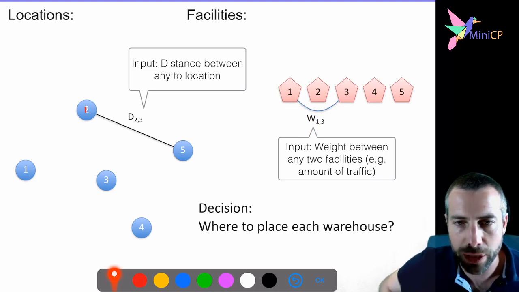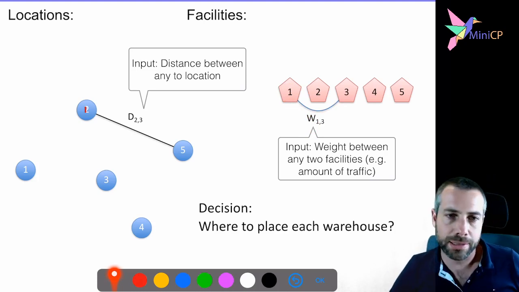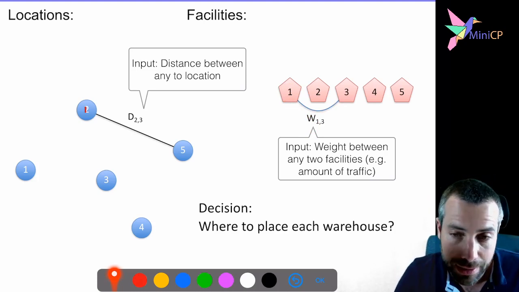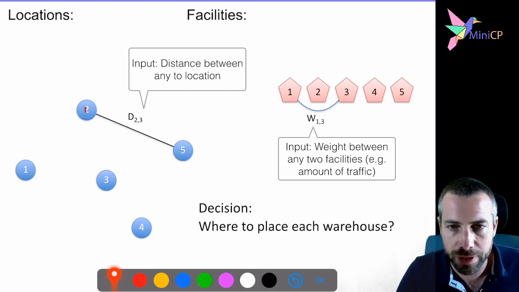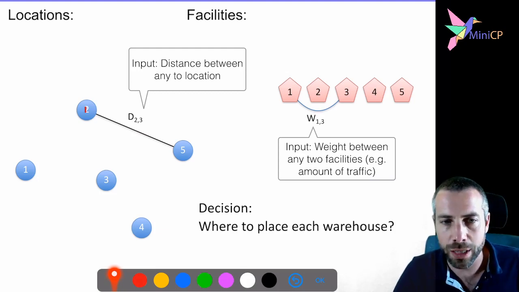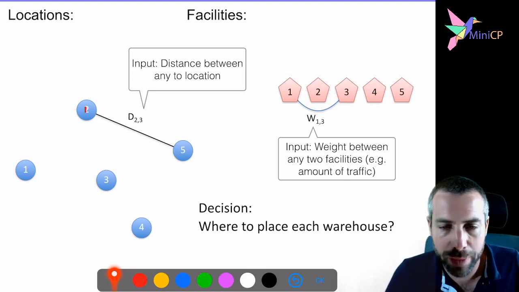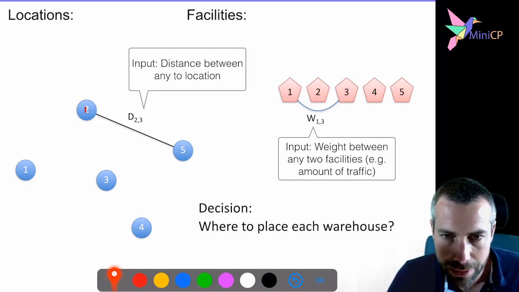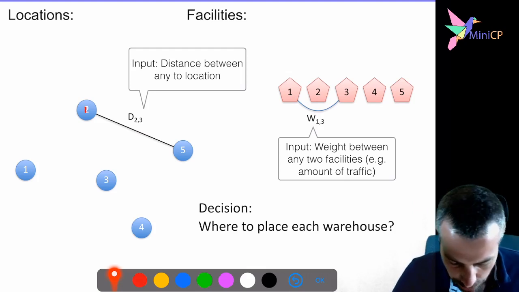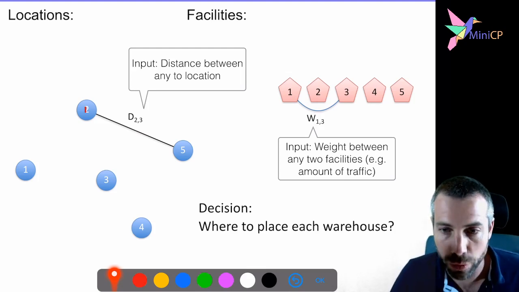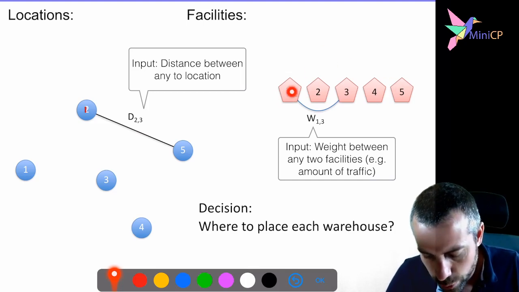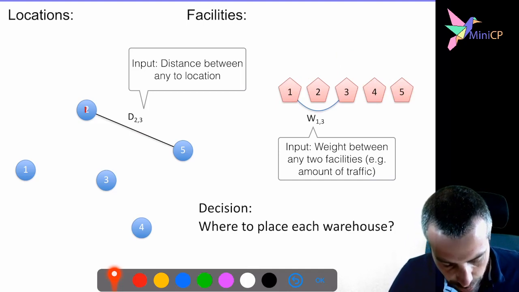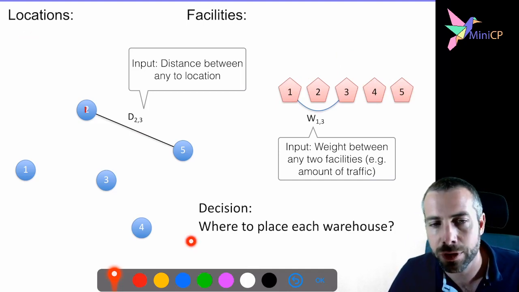As you can imagine, we prefer to place two facilities very close to each other if the amount of traffic, the amount of exchange between them, is high. It's quite clear that if you need to transport a lot of material between two facilities, you prefer to place them next to each other. On the opposite, if you have almost no exchange between two of them, let's say between 1 and 5, then you are ready to place 1 and 5 quite far away. Let's say 1 here and 5 here, for instance.